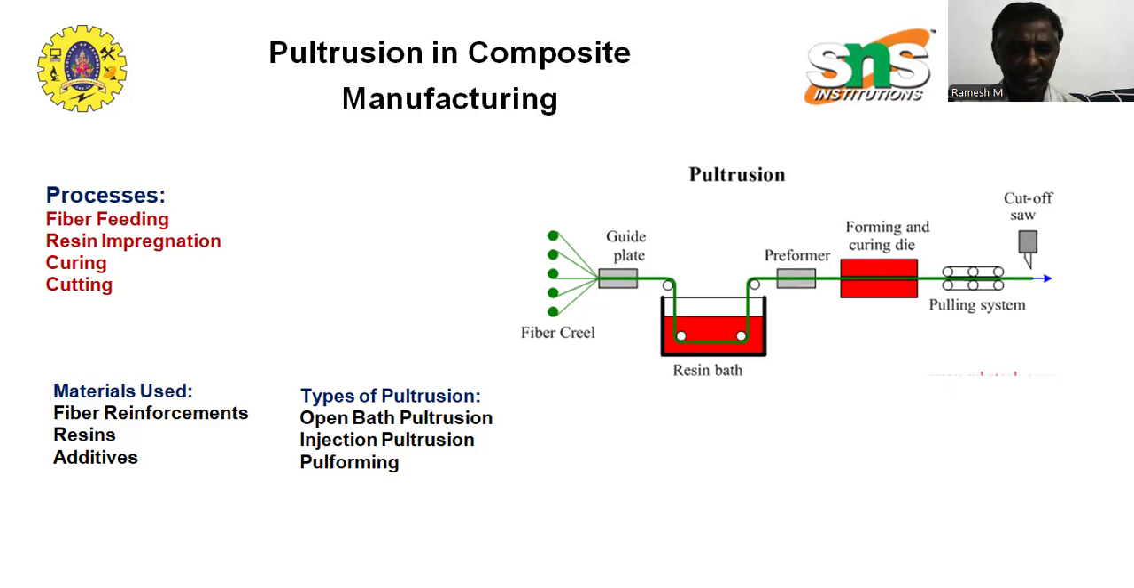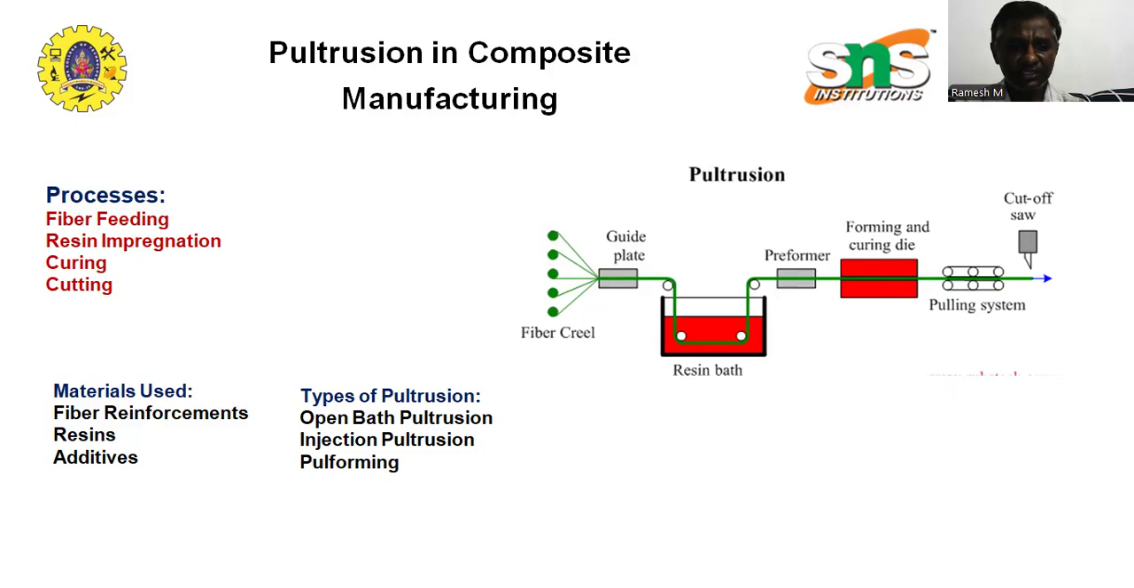The next one is heated die, that is called curing. The impregnated fibers enter a heated steel die where the resin undergoes polymerization, that is curing, due to the elevated temperatures. The shape of the die defines the final cross section of the part. Curing temperature typically ranges from 120 degrees Celsius to 180 degrees Celsius depending on the resin type.